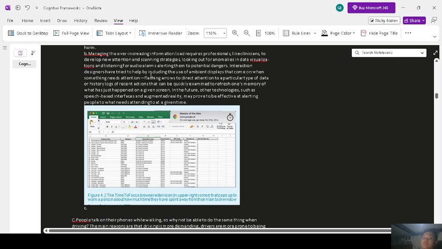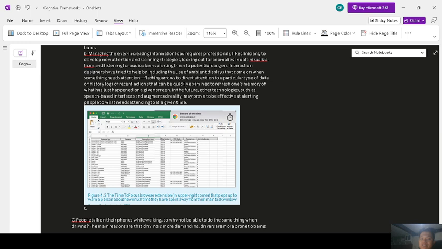Managing the ever-increasing information load requires professionals like clinicians to develop new attention and scanning strategies, looking out for anomalies in data visualizations and listening for audio alarms alerting them to potential danger. So this is what I'm saying. You need to have the right salient information in the right task.